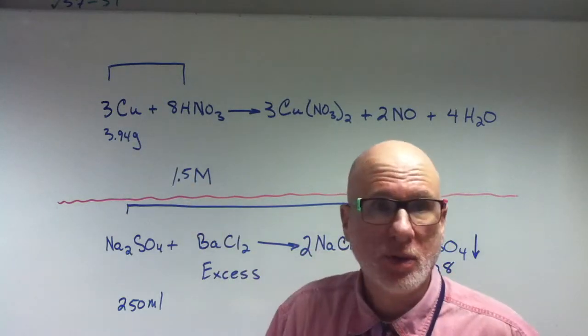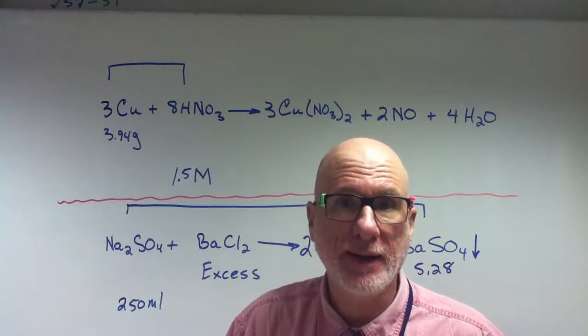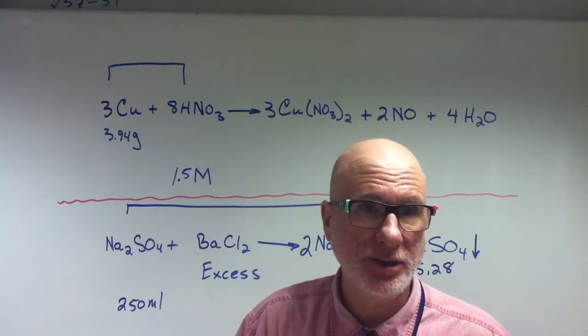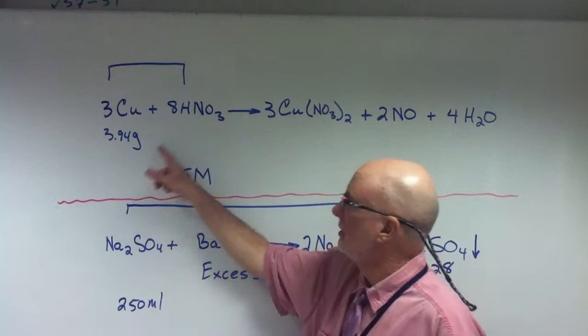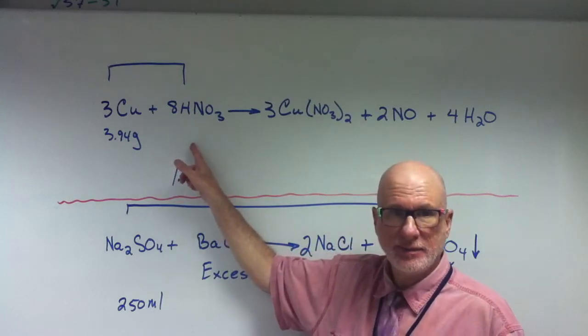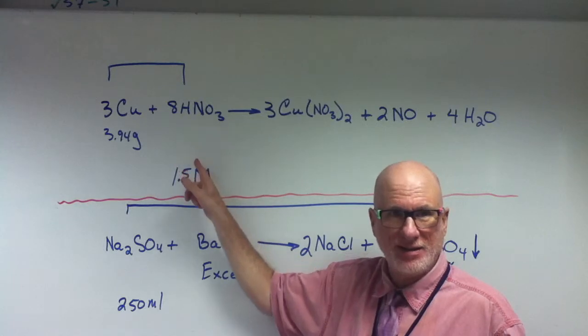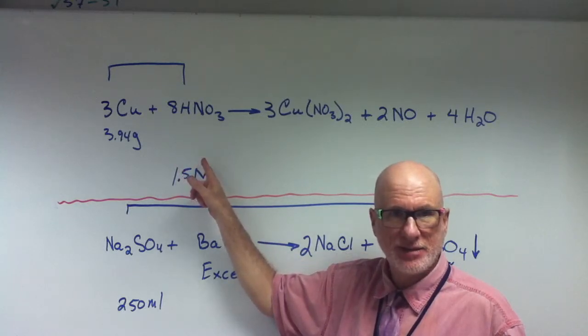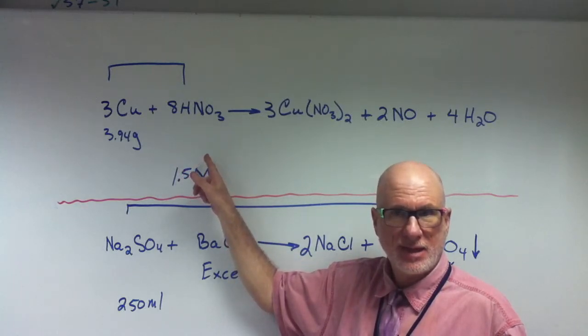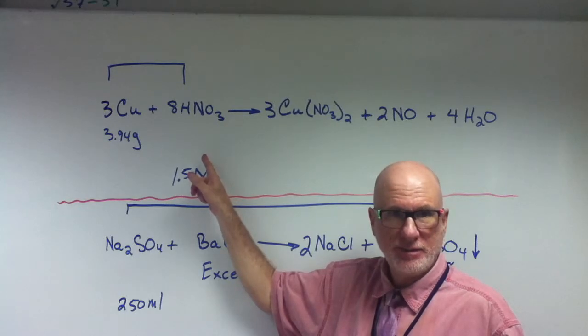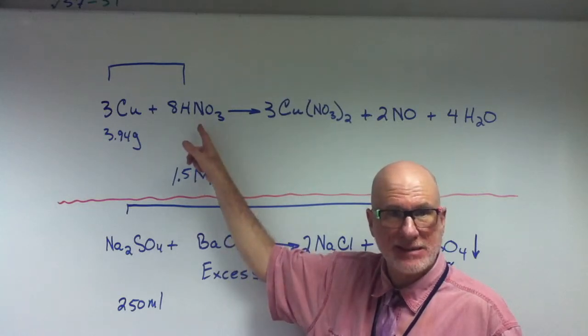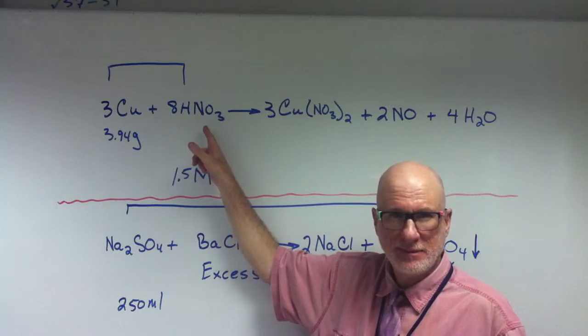So, what are we going to do? We're going to do a mass calculation. We're going to determine the mass of nitric acid. Then we're going to determine what volume of that concentration is going to contain that mass. Make sense? Yes or no?